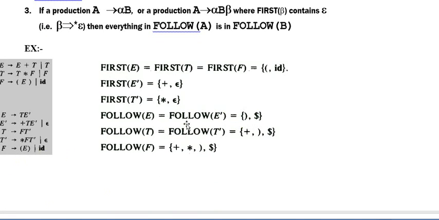Now moving on to the next, which is E dash. Here we search for the E dash. Yes, we got the E dash, but is there anything after E dash? No. So that E dash will go to its mother. Who is its mother? Its mother is E. So the follow of E are also the follow of E dash. That is why the follow of E and E dash are the same.